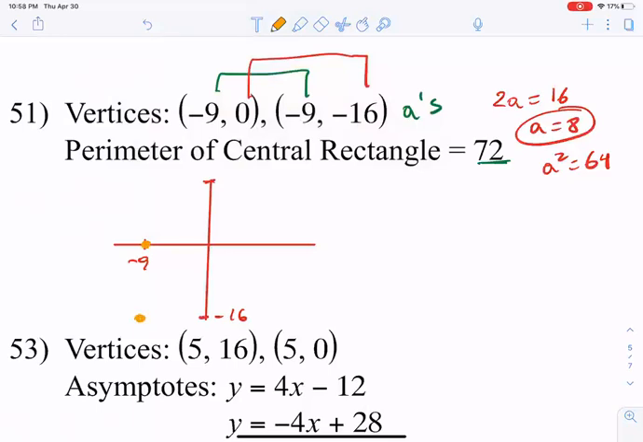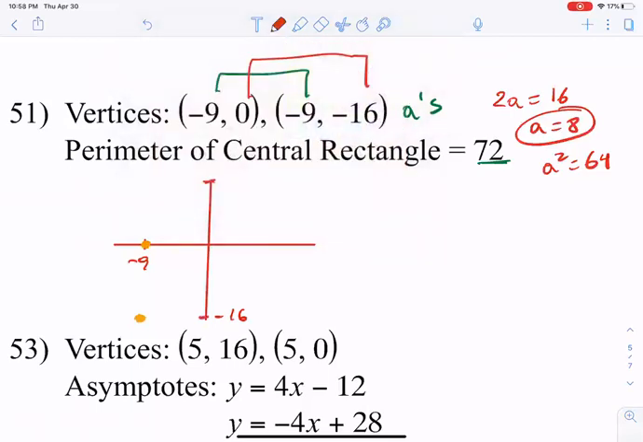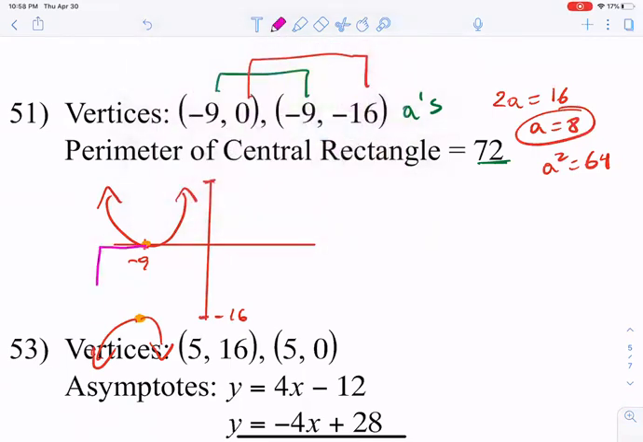And this is a what? This is a hyperbola, right? So these are my vertices, so I already know the picture of this thing. They say the perimeter of this rectangle. You know when you're doing hyperbolas, you have a rectangle, something like that. I'm not doing this perfectly, I just want to show you the idea, okay?